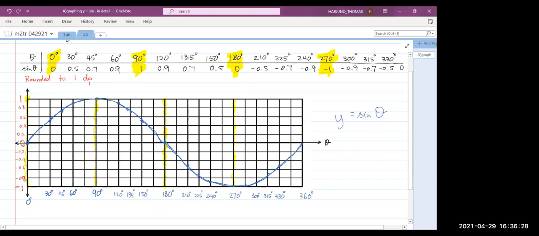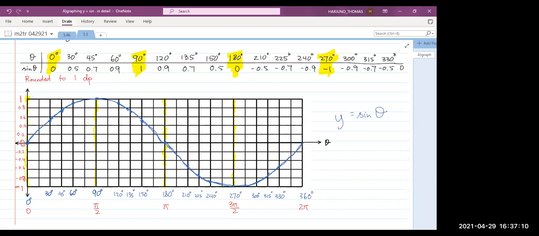Now, however, when you graph sine this way, it is not customary to write the angle in degrees. So let's change this into radians. So this is 0 radian. This is pi over 2. This is pi. 3 pi over 2. 2 pi. At least you know that one, right?